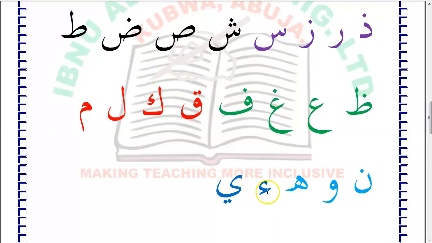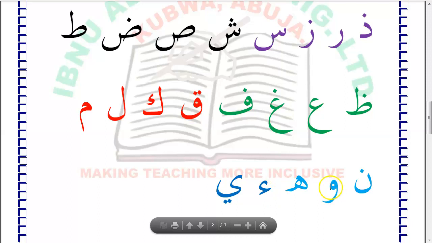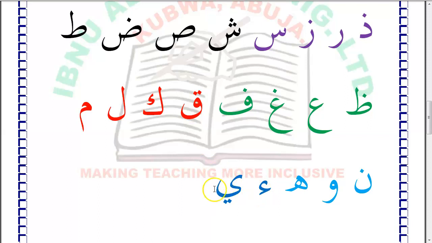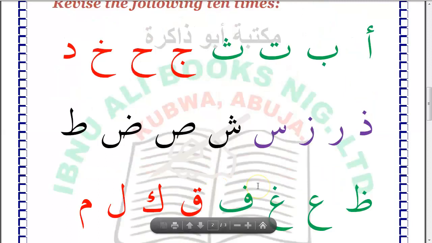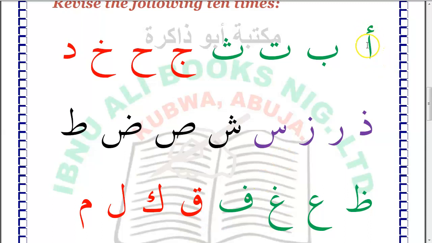This hamza can be written on this wawun by being on top of wawun as a crown. This hamza can also be written on top of ya'un, and you still call it hamza. This same hamza can also be written on top of alif, as you can see here, and you still call it hamza or alif.